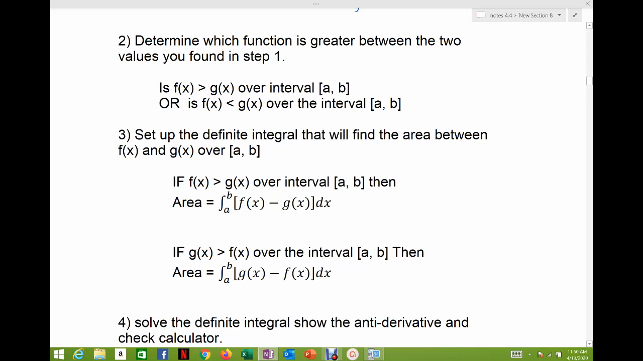All right, and again, there's a by hand method and there's the calculator method, and I'll go over both ways. But it's important we figure out which function is bigger because it matters how we subtract, right? Which is the next step.